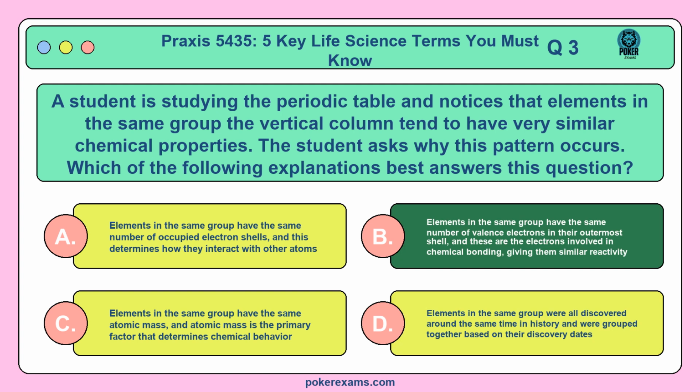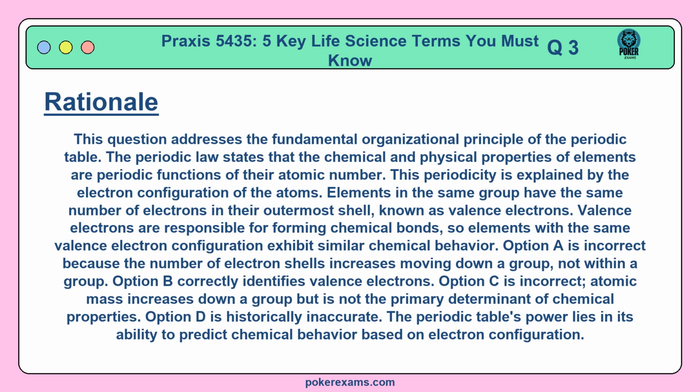The correct answer is B. This question addresses the fundamental organizational principle of the periodic table. The periodic law states that the chemical and physical properties of elements are periodic functions of their atomic number. This periodicity is explained by the electron configuration of the atoms.